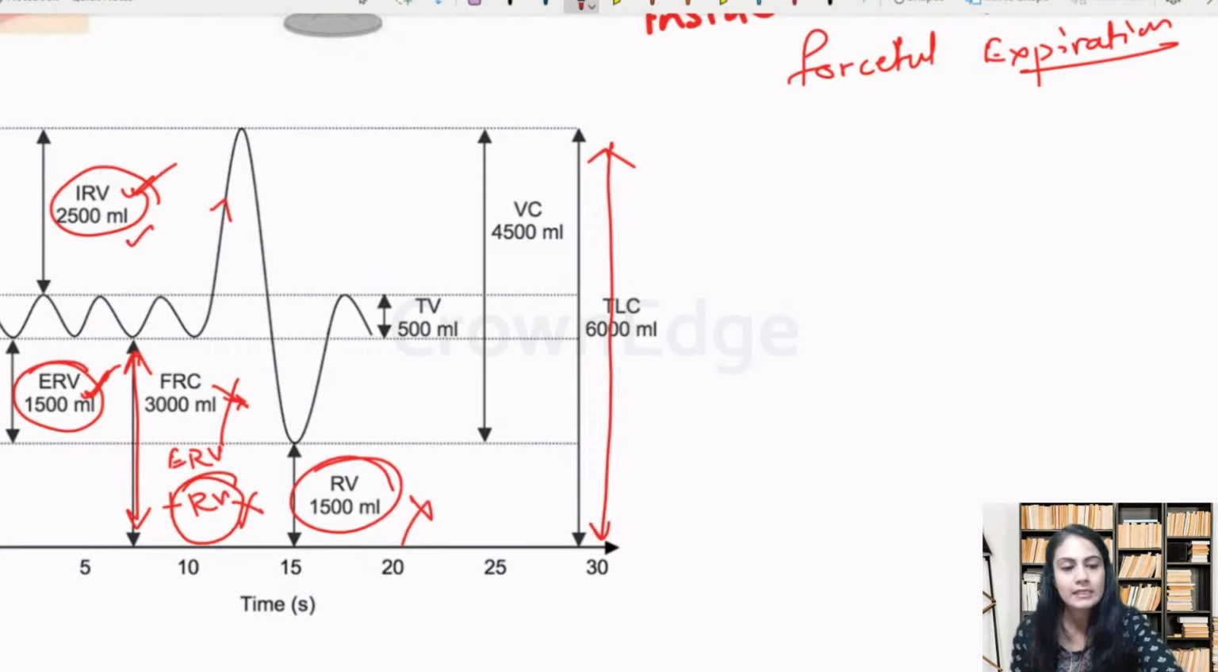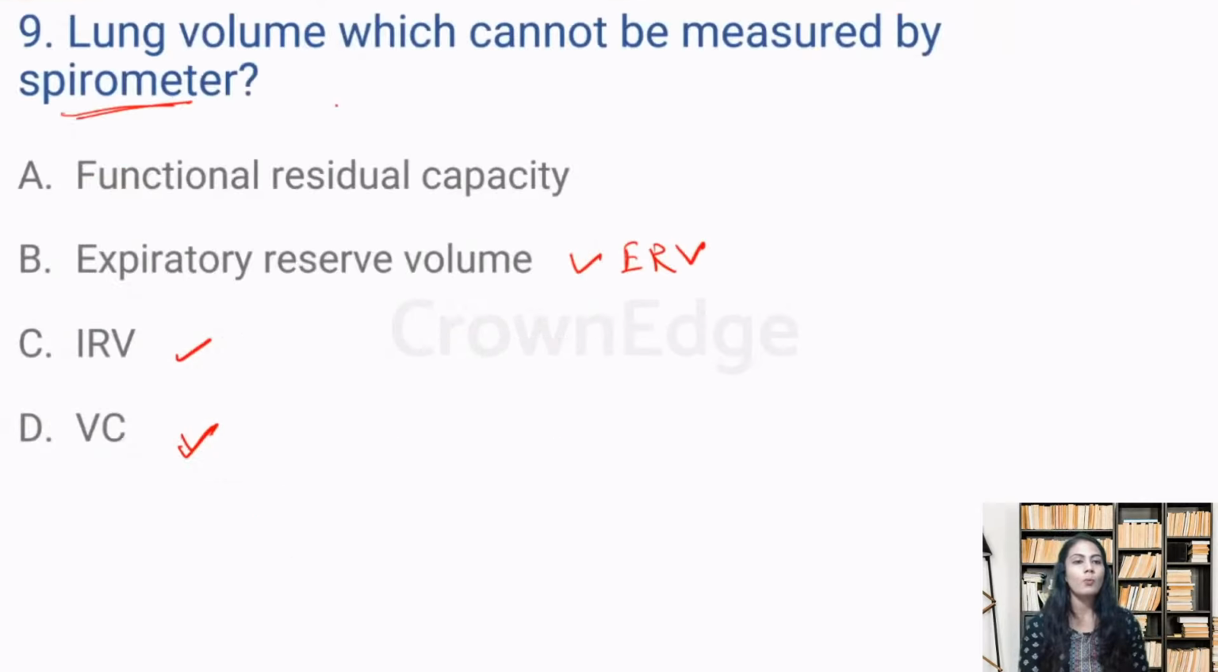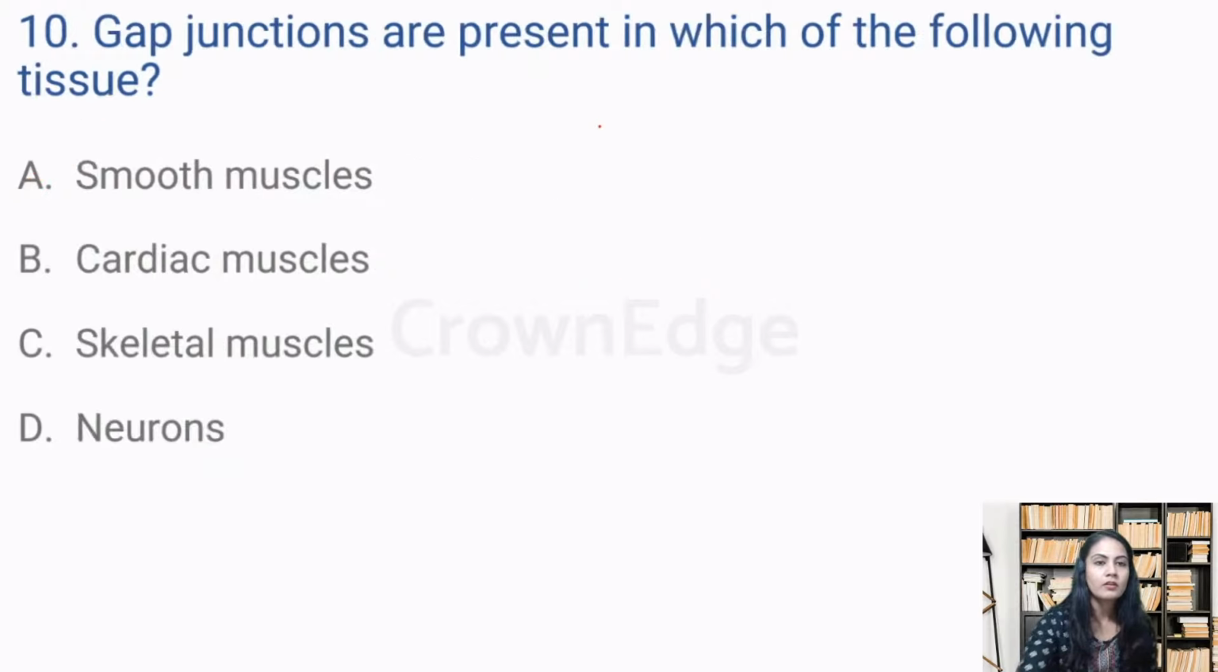But since the TLC is not given in your option, the answer over here becomes FRC, that is functional residual capacity. What is the funda to remember over here? Just remember that whichever volume or capacity contains the RV, that is residual volume, we cannot measure that with the spirometer.